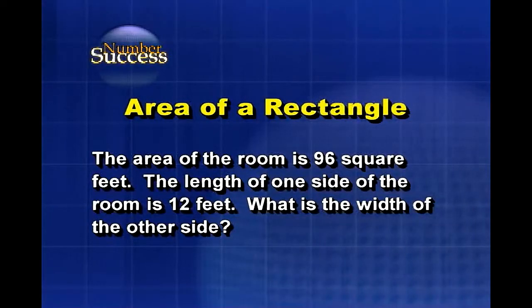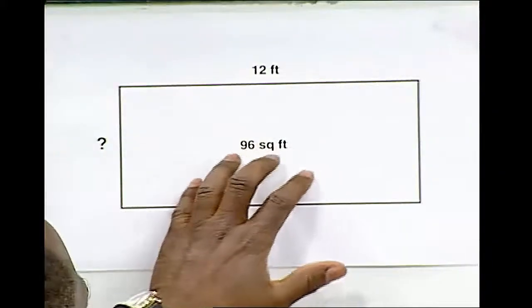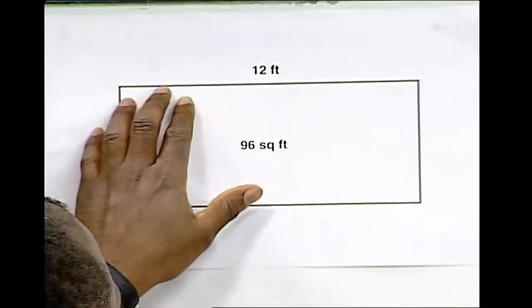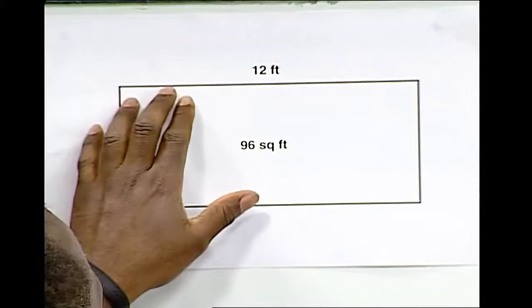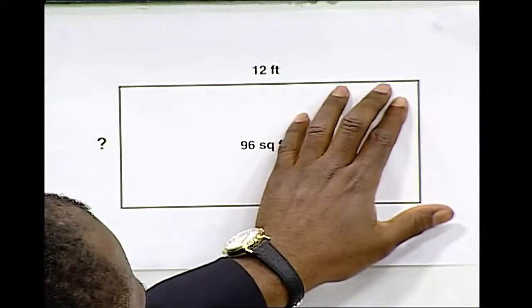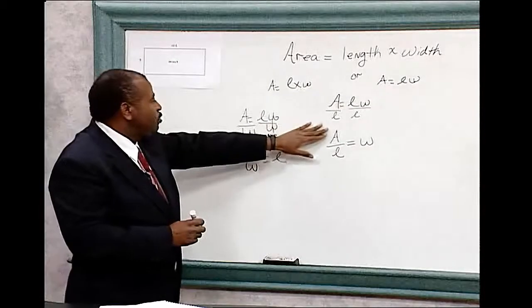Now let's solve a problem. The area of the room is 96 square feet. The length of one side of the room is 12 feet. What is the width of the other side? We're looking for the width. The area of this room is 96 square feet. The length of this room is 12 feet. We have to realize that the length is also always referred to as the longer side, and the shorter side is the width. So therefore, we're going to use this formula here.